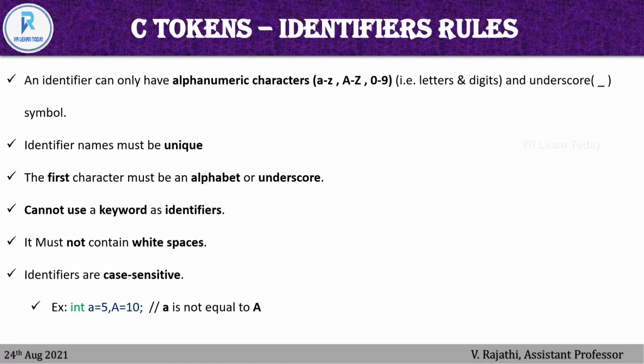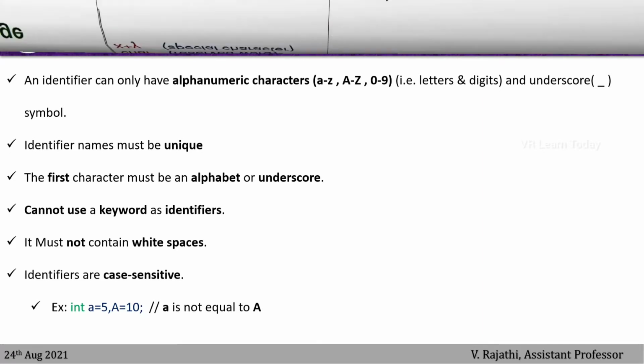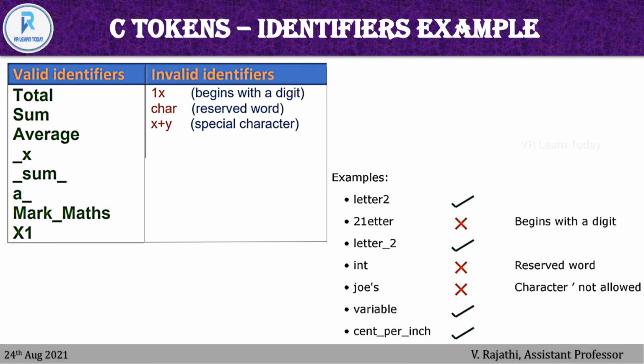Okay, so the first character must be an alphabet or underscore. You cannot use a keyword as an identifier, and it must not contain white space. And finally, it is case sensitive, which means the small a is not equal to capital A. Both are different. So these are some examples of C tokens.